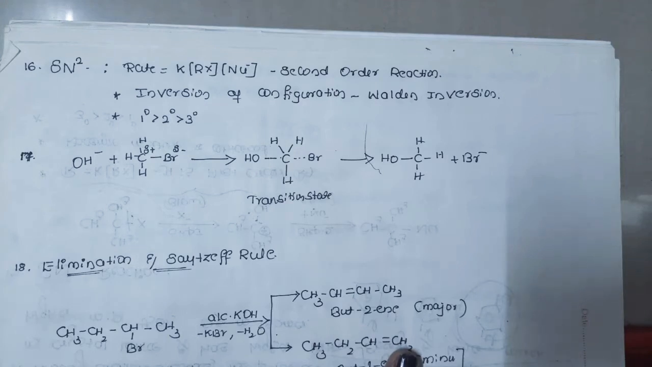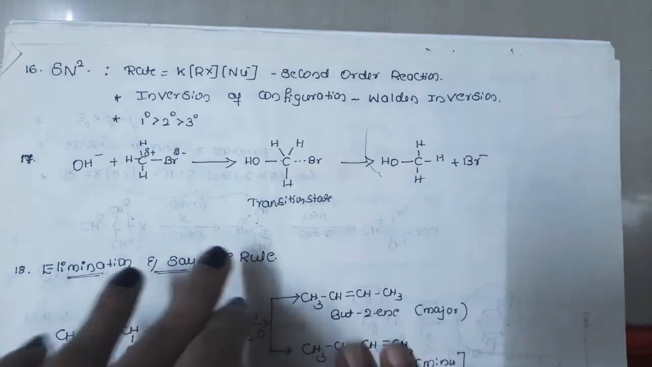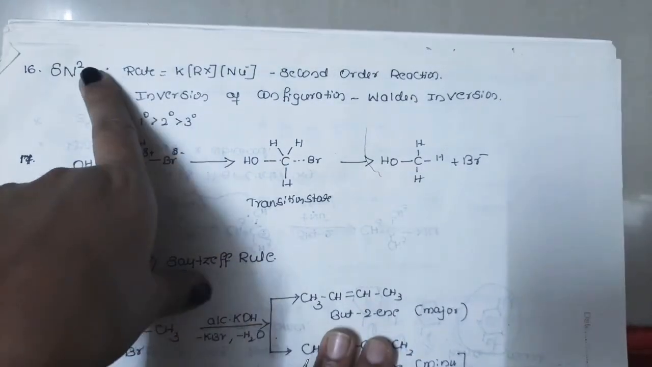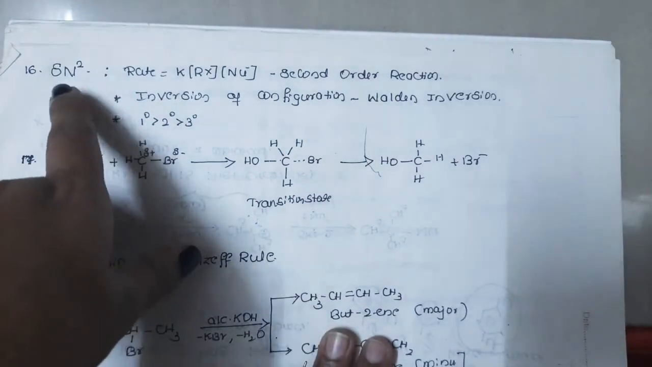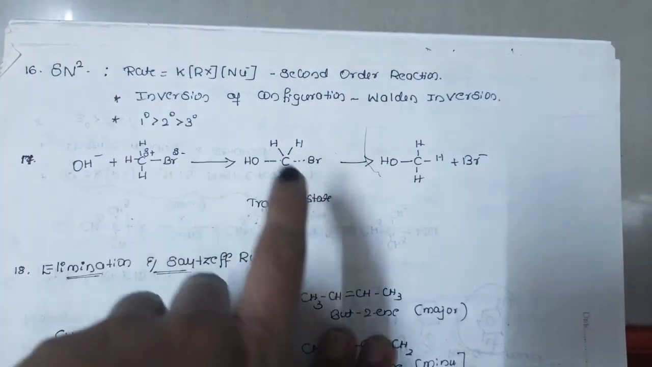Fine. So let us move to the continued part of haloalkanes and haloarenes, dear students. I discussed up to the SN1 reaction. So the SN2 reaction is nothing but a bimolecular nucleophilic substitution reaction.